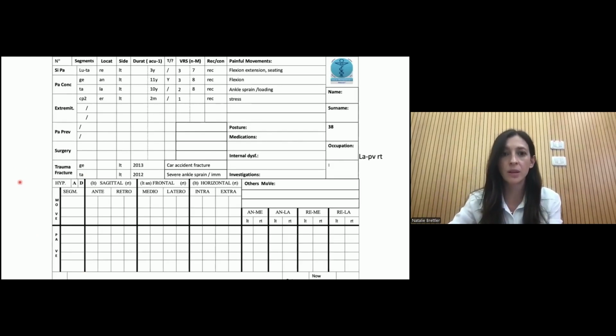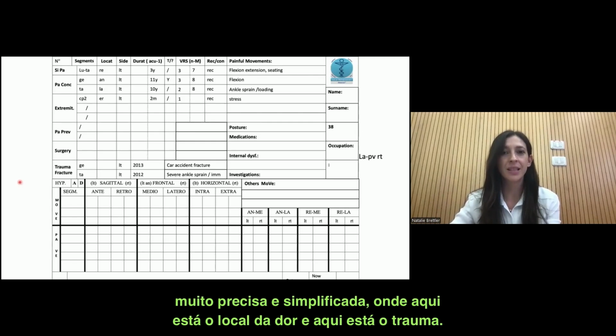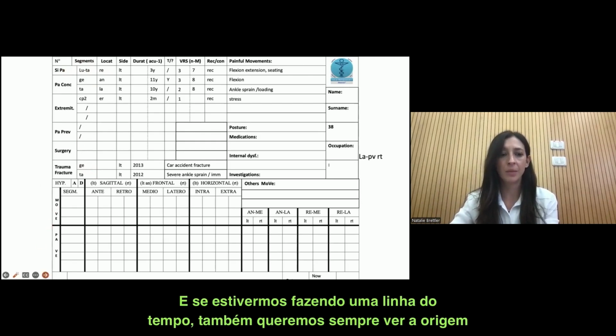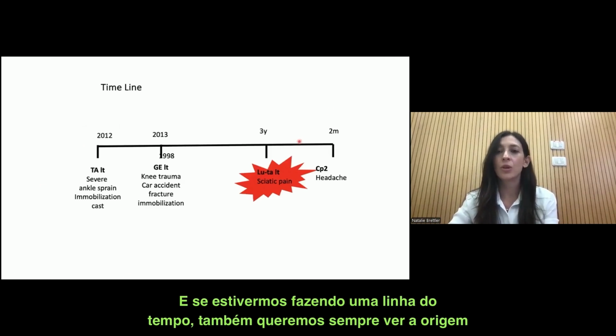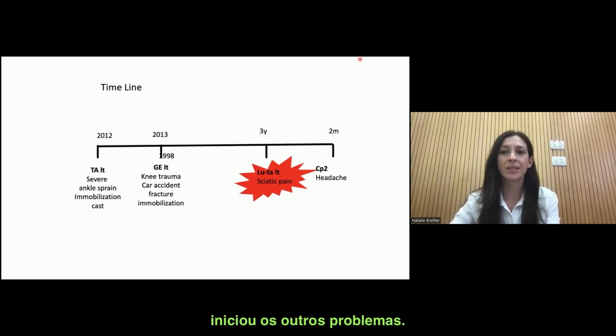So actually, we have a lot of information here, but when we consider fascial manipulation, this is how our assessment chart looks. You see that it is very effective because we are arranging all the information in a very precise, simplified way, where here is the site of pain and here is the trauma. And if we're doing a timeline, we always want to see the source of the problem, to see where the patient had the most severe trauma that started the other problems.